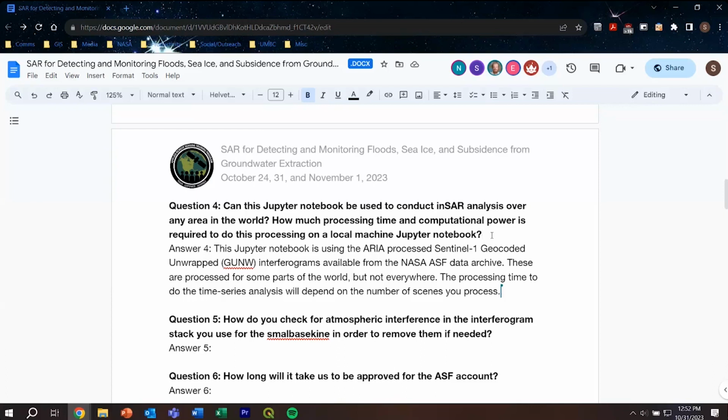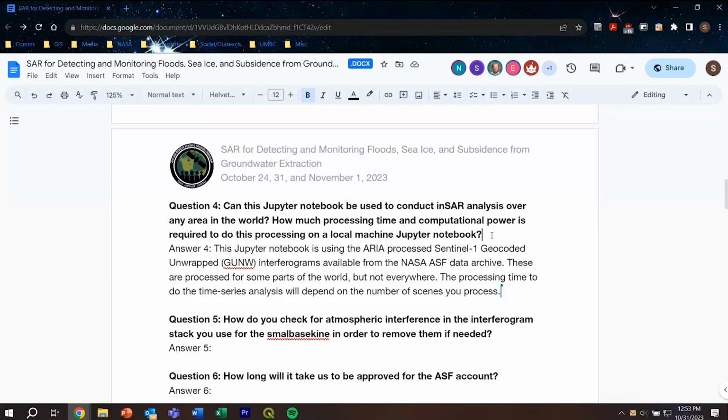For other parts of the world, you would need to do your own InSAR processing, process your own interferograms. Because we're using these pre-processed interferograms, a lot of the processing has already been done. The total analysis time that it takes to run the notebook will depend on how many scenes you process. For this particular demonstration, I used just 1 year of data. If I had used 6 years of data, it would have taken much longer.